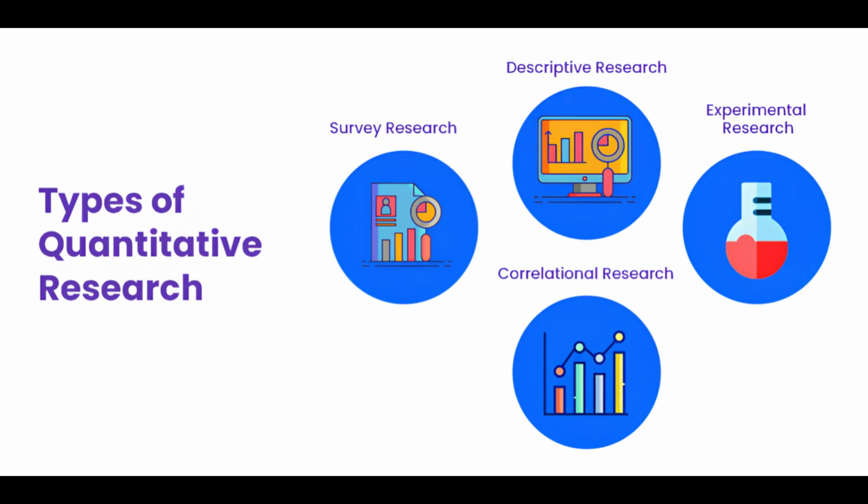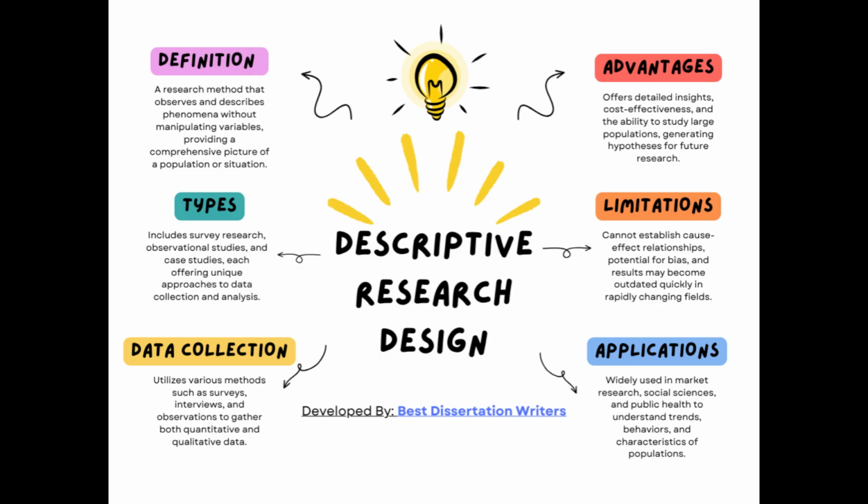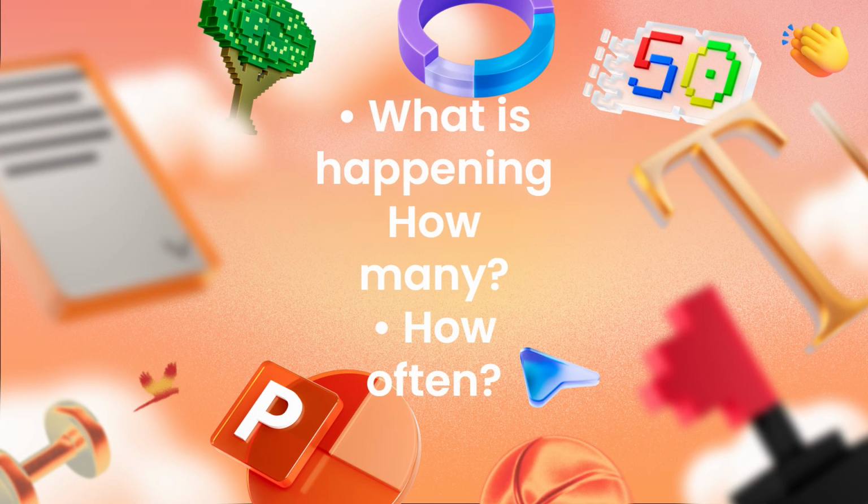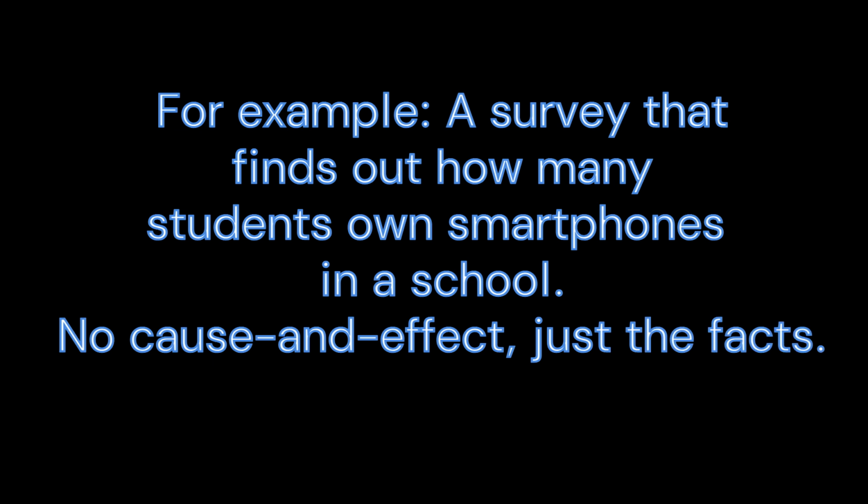Here are the types of quantitative research. Descriptive research. This type of research is all about describing what's going on. It answers questions like, what is happening? How many? How often? For example, a survey that finds out how many students own smartphones in a school. No cause and effect, just the facts.